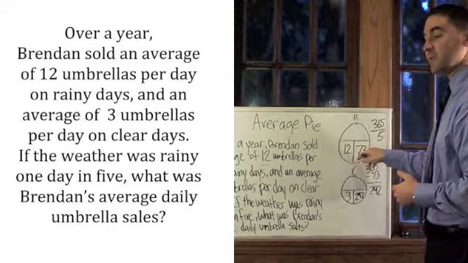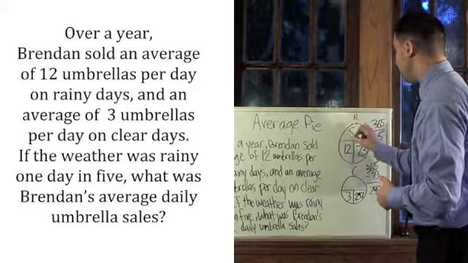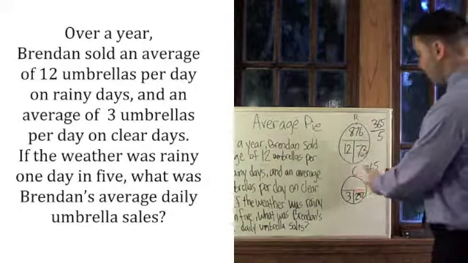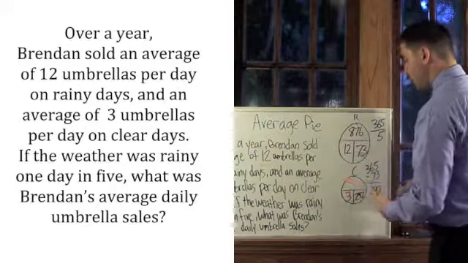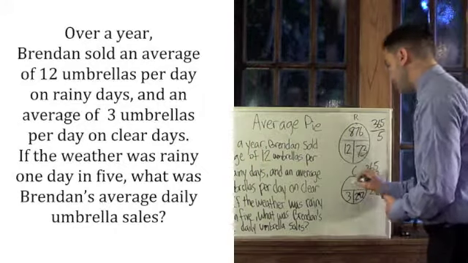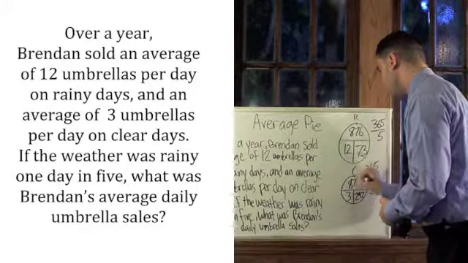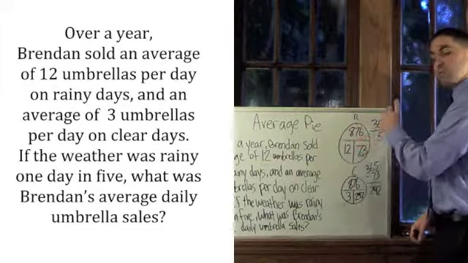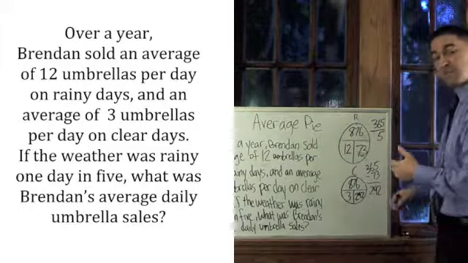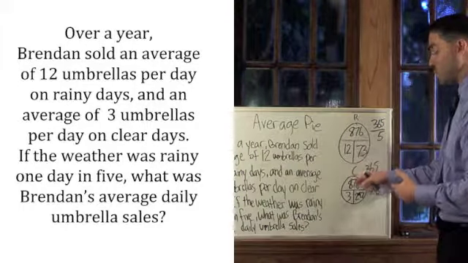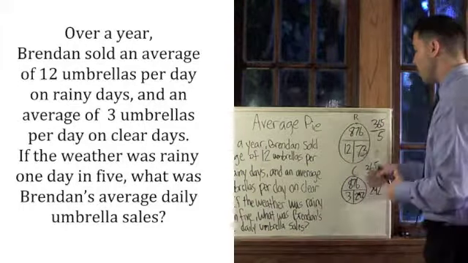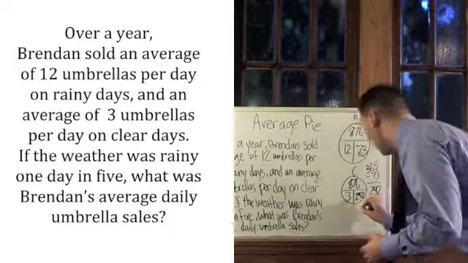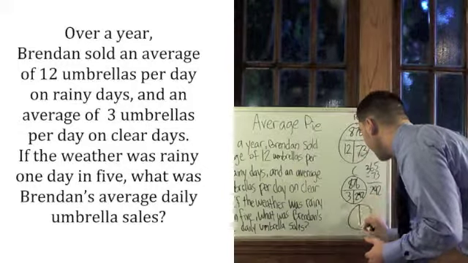So we multiply 12 times 73, and we get 876. And just coincidentally, you'll find out if you do this on paper with a calculator, 3 times 292 also results in 876. That means that on the rainy days, a total of 876 umbrellas were sold, and on the clear days, 876 umbrellas were sold. We're going to add those together because we want to find the number of umbrellas sold over the entire year together.